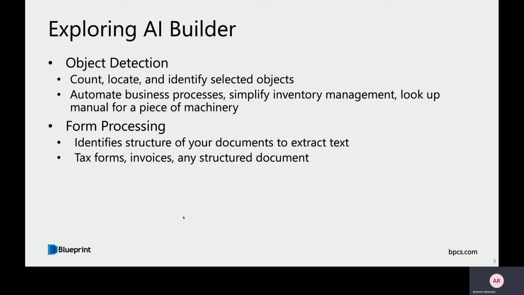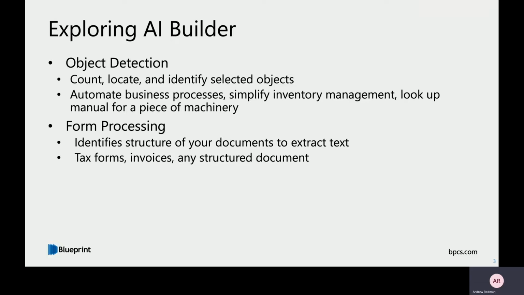Now, object detection will allow you to count and locate and identify objects inside of an image. And this can help in things like the automation of business processes. It can simplify inventory management. If you could imagine all of the objects in your store had been detected and had a model built for them, you could simply take a picture of a shelf and get a count and a location of all of the items that were in that image.